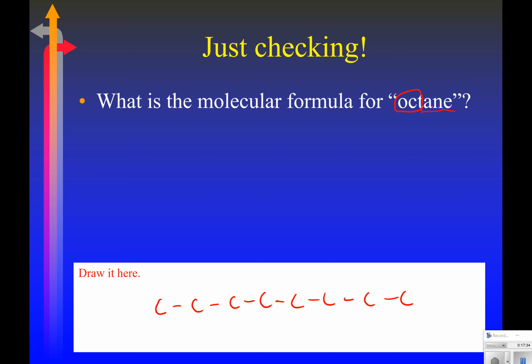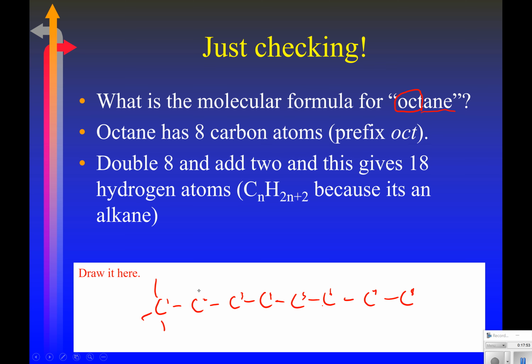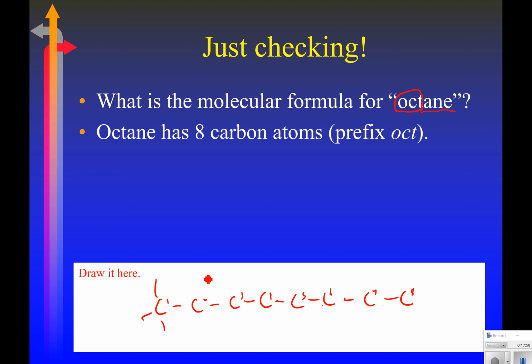I'm going to number these. You'll see why later. 4, 5, it doesn't really matter which way you go. And it's an alkane, so we have all single carbon bonds. We have 8 of them for the oct. And then we've got to make 4 bonds with every carbon. Octane's a lot, and I'll give you a shortcut on this in a minute.